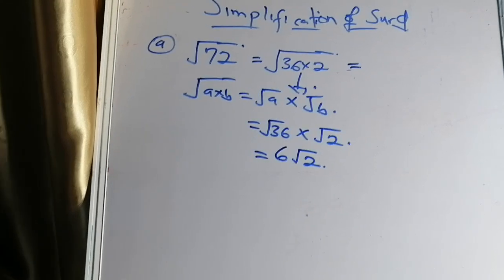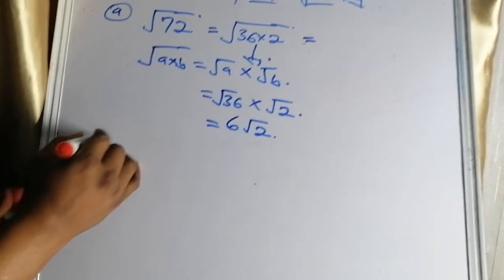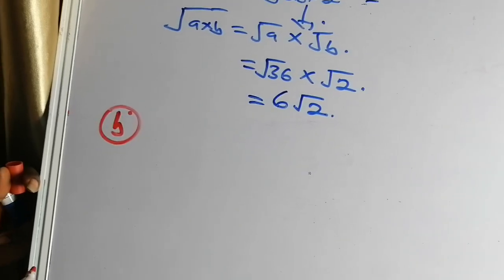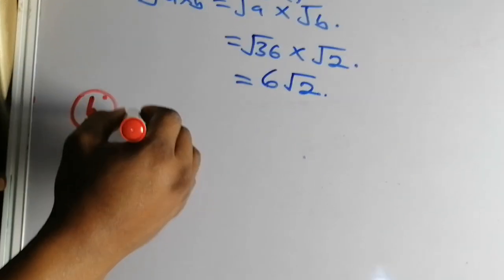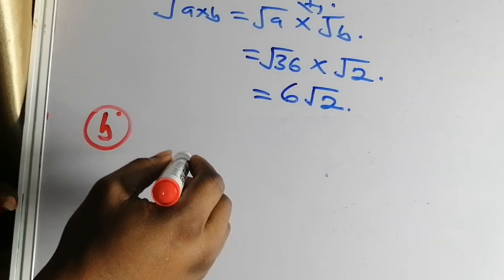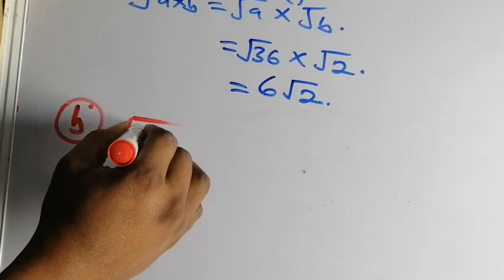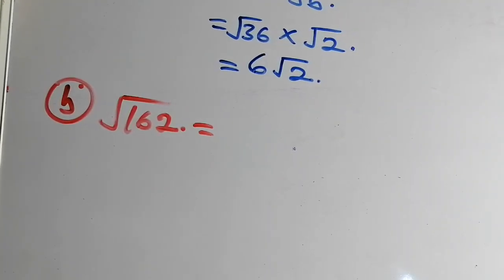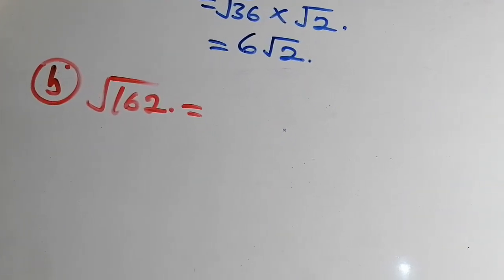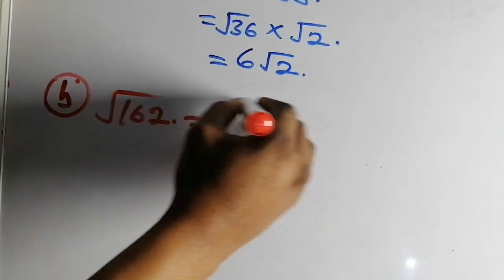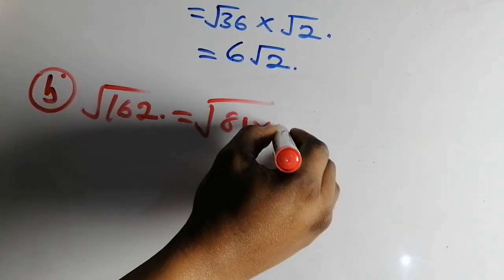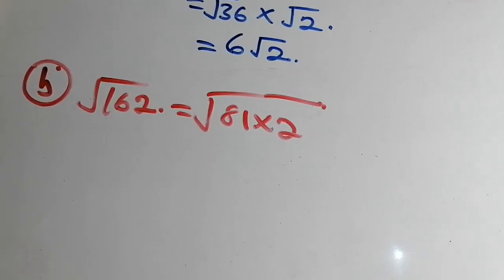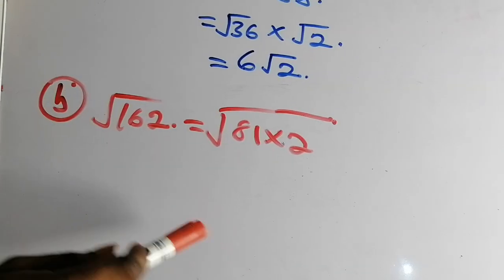Okay, so let's say we have another one, which is B. Let's say we have 162. If you break it down, you can have 81 times 2. Okay, this is very simple. You can generate as many questions as possible from this.